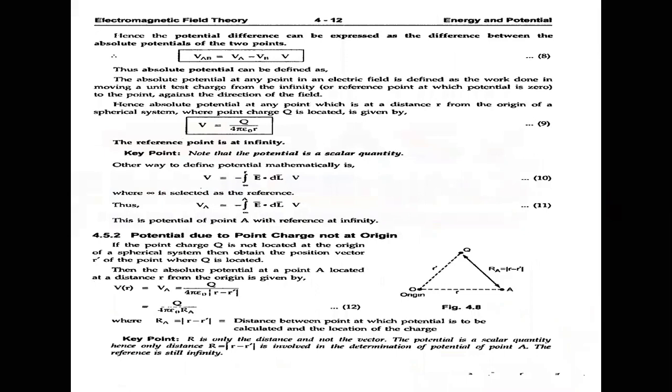The absolute potential. So now VAB is equal to VA minus VB. Potential difference can be expressed as a difference between the absolute potentials of the 2 points. The absolute potential at any point in the electric field is defined as the work done in moving the unit charge from infinite to the point A against the direction of the field. The potential at any point which is at a distance of R from the origin of a spherical system where the point charge is located, V is equal to Q by 4 pi epsilon naught R.